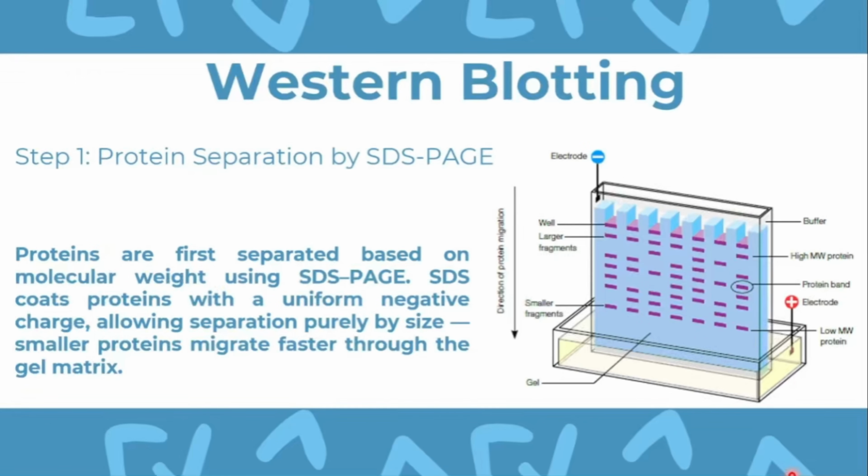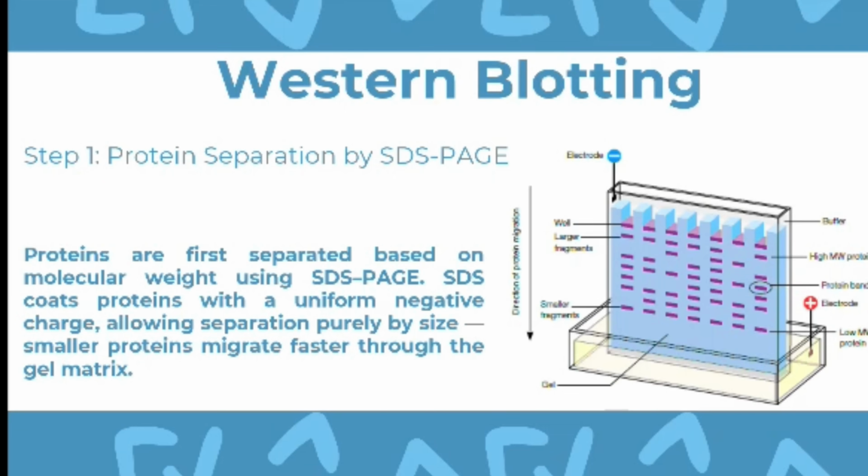So step one, the proteins are separated by SDS-PAGE, that is sodium dodecyl sulfate polyacrylamide gel electrophoresis. So this separation allows proteins with uniform negative charge to migrate across the gel, and smaller proteins will move faster and they will be lower on the gel compared to the heavier proteins.